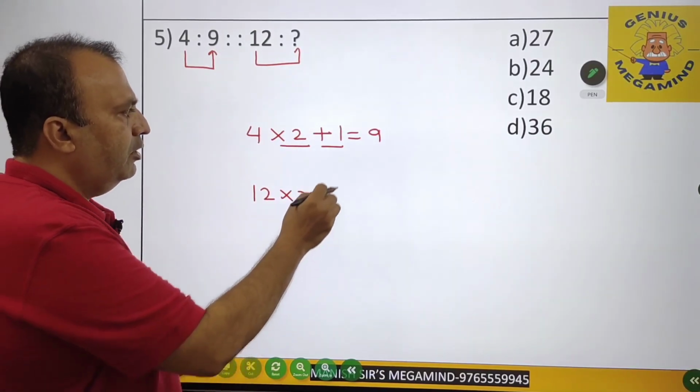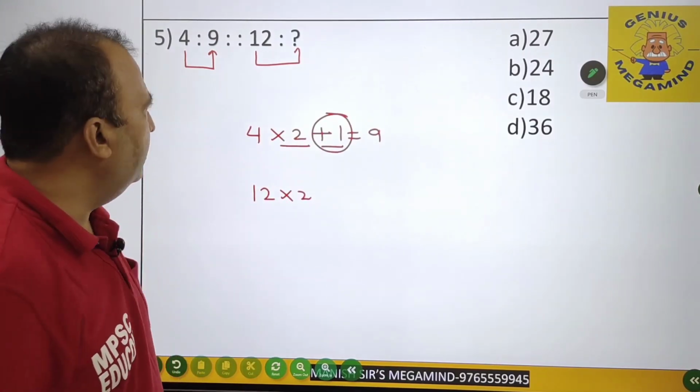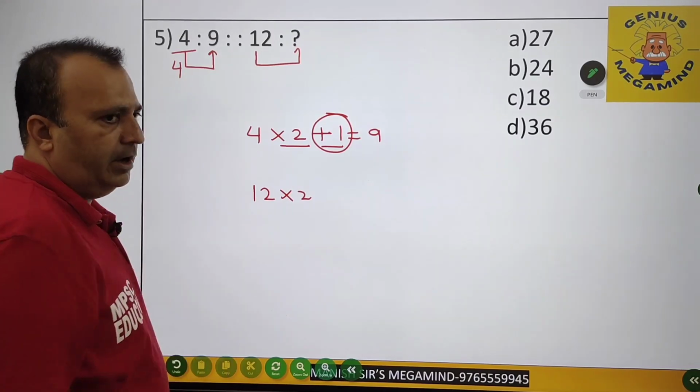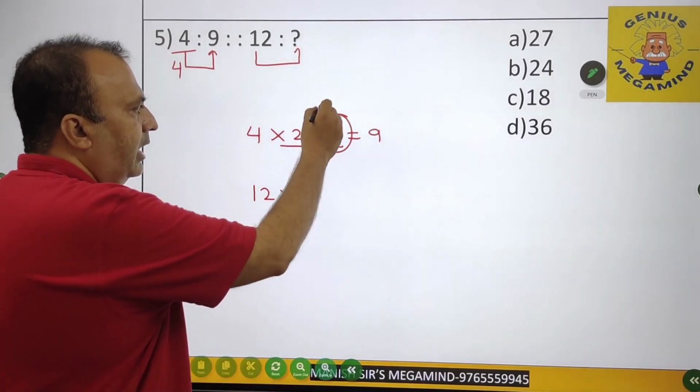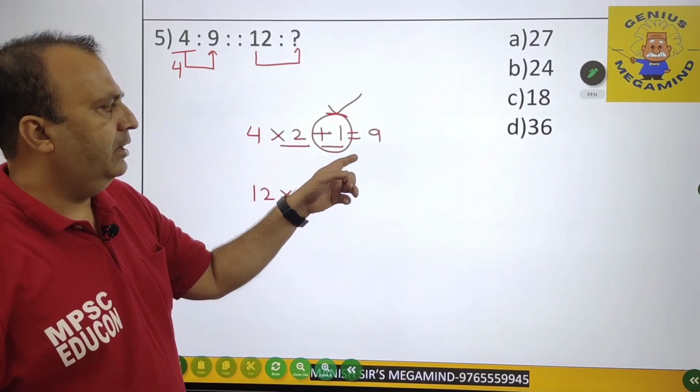24. But now the question which arises is, where did I get the 1 from? What I have done is divide 4 by 4. 4 by 4 is 1, and that is how I get the 1 over here. So 4 into 2 plus 1 is 9.